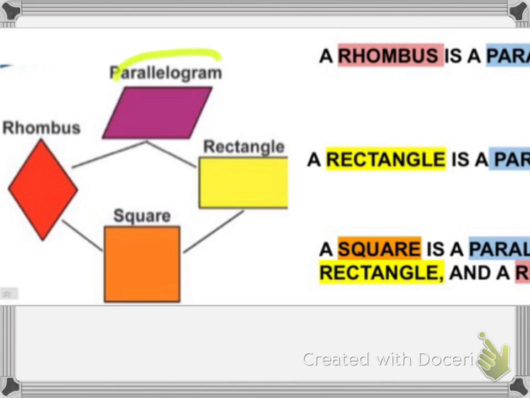So if I do all of this work and let's say it's this, you're not going to pick parallelogram, you're going to pick rhombus. Okay, if I do all of this work and it's all four of them, again, you pick the one that's the most descriptive, which is going to be your square.